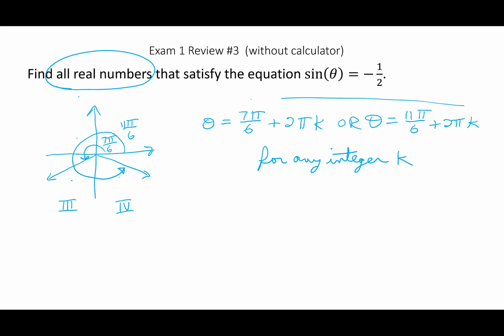Okay, and we're done. The answer here is almost longer than the work that you did in solving it.